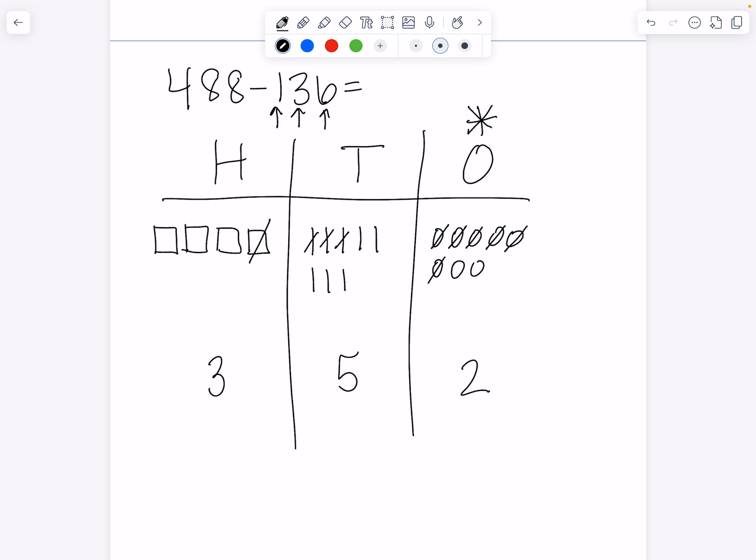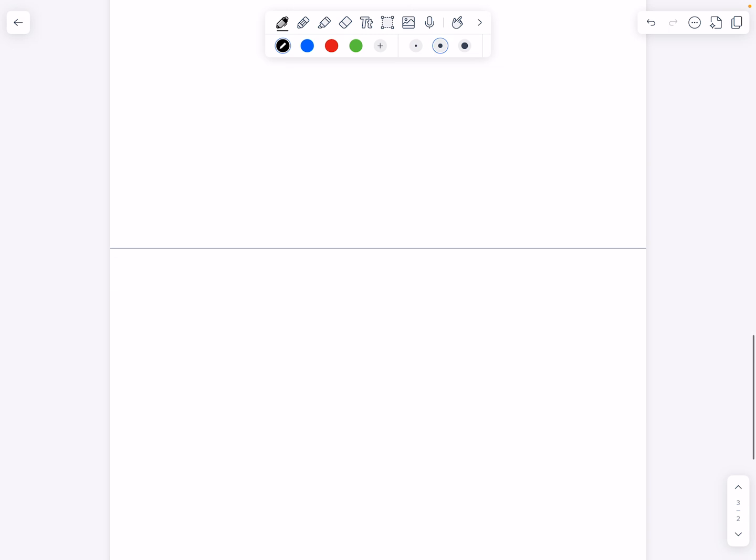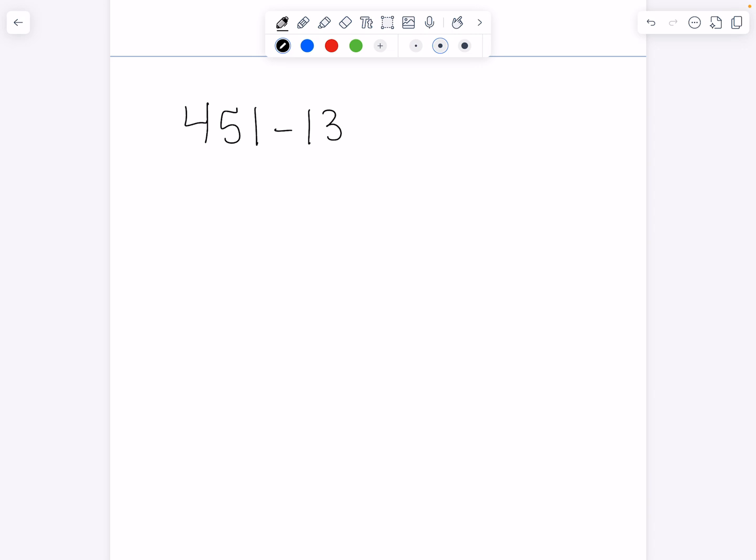But sometimes we have to do some decomposing. So remember when we did addition, we sometimes had to compose a 10 or we sometimes had to compose 100. Well, now we have to do the opposite of that with subtraction. So this is going to be the first problem that's on your anchor chart. Let's do the equation 451 minus 136. This is in your anchor chart, so you already have your HTO chart for you. So just give me a second to draw mine.